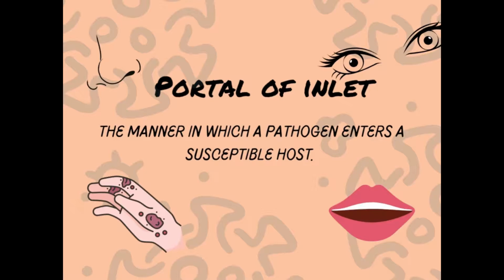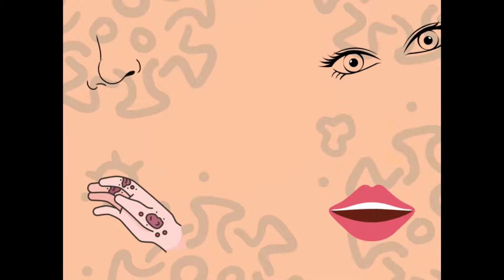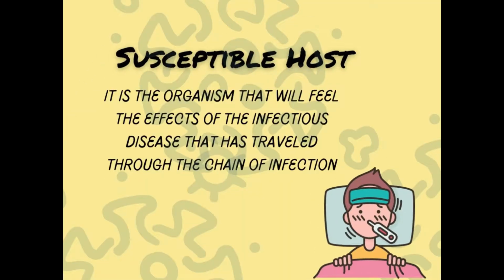Or basically, even if we touch unclean things, the things that are contaminated, and then we eat food, or we touch our face or our skin. It can also go in from our skin, from open wounds or cuts. May be more obvious. So moving on, we're going to talk about the susceptible host now.